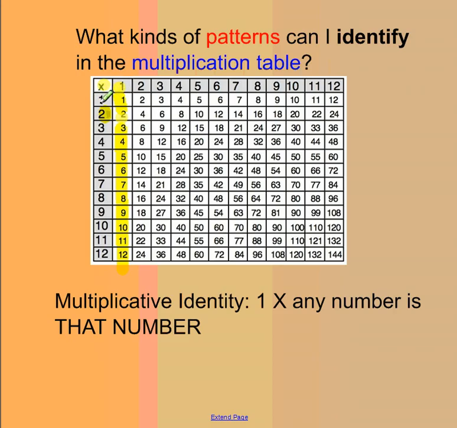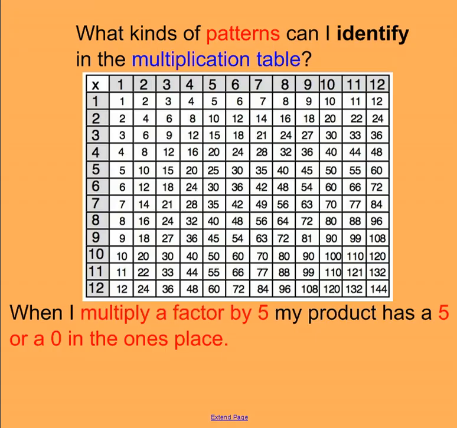And we can look at it this way too. 1 times 2 equals 2. 3, and so on and so forth. That is one pattern in the multiplication table.